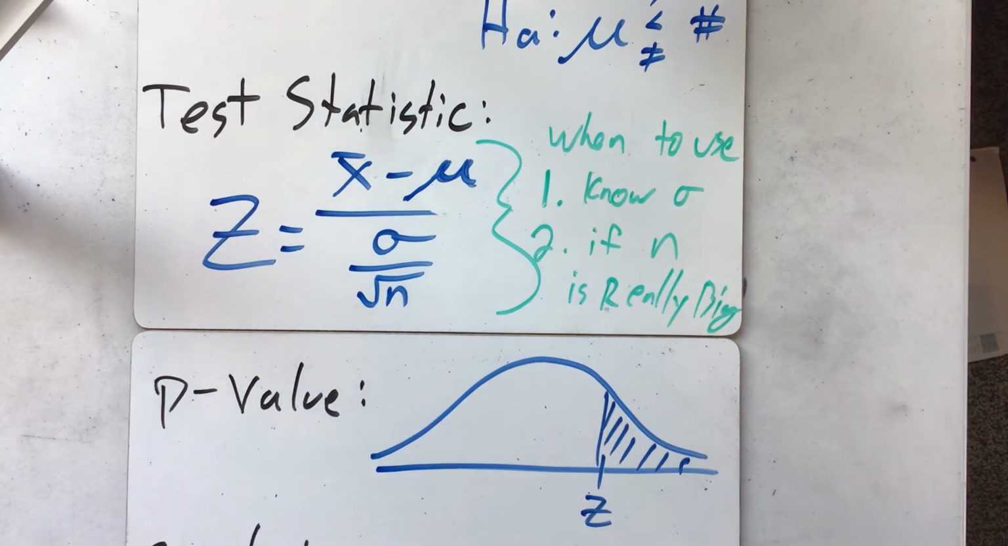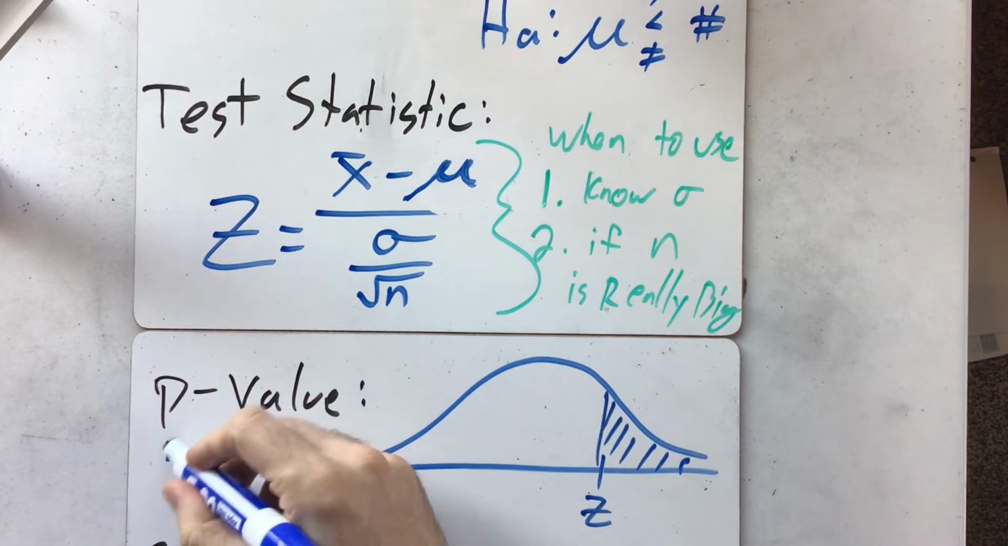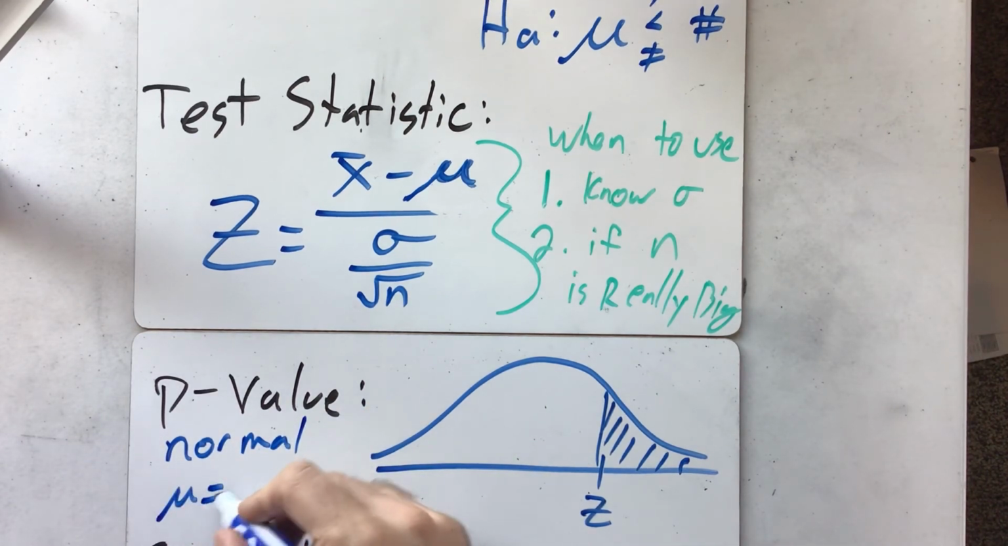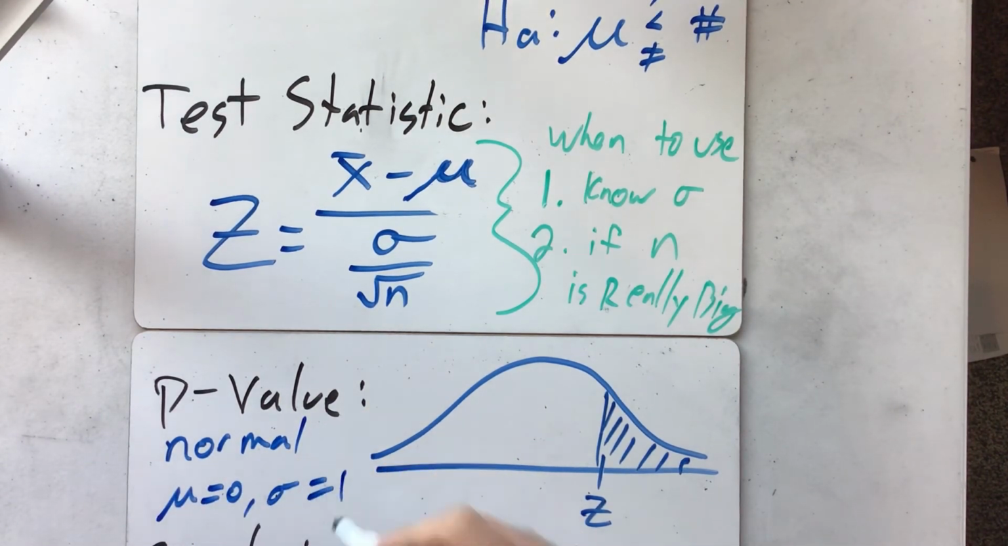And what do we do to find this p-value? We use a normal distribution, and we use mu equal to 0 and sigma equal to 1. So that's what we want for this p-value.